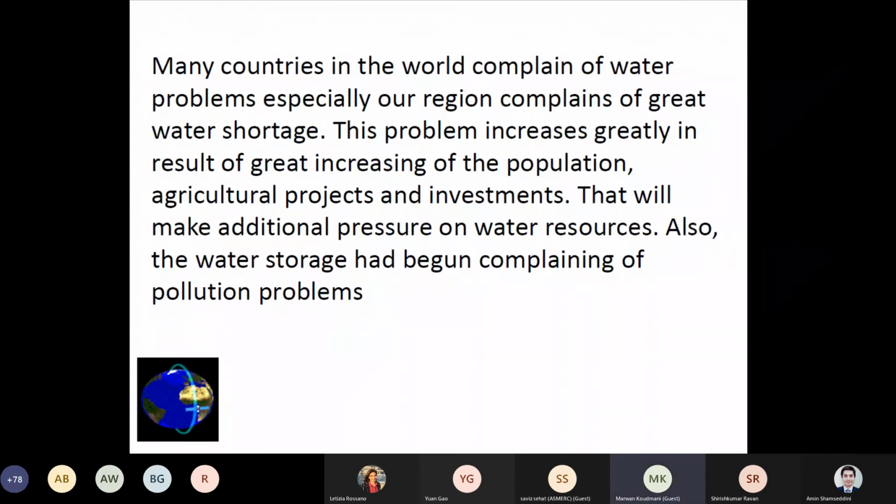Many countries in the world complain of water problems, especially our region, complaining of a great water shortage. This probably increases greatly as a result of the great increase in population, agricultural projects, and investment, which will put additional pressure on water resources. Also, beyond water shortage, there are growing complaints of pollution problems.